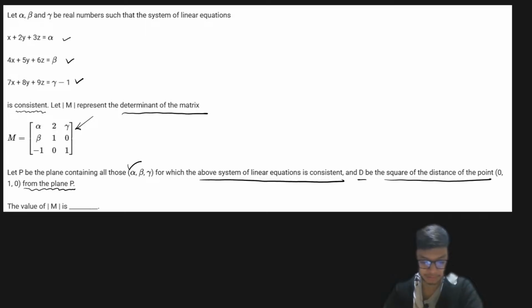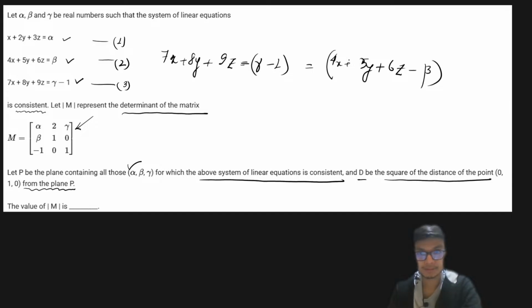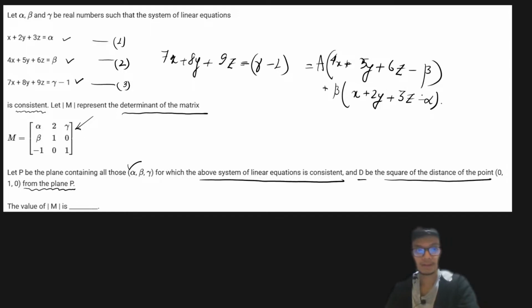First and foremost thing that you have to check is the consistency of the system of linear equations over here, right? So what I'm going to do is try to figure out whether. And interestingly, let us call these equations number 1, number 2, and number 3. If I see the third equation over there, then minus gamma minus 1, I can write it as some 4x plus 5y plus 6z minus beta, right? Minus beta, and let's say this is a times this plus some b times x plus 2y plus 3z minus alpha, right? Minus alpha. Now, why am I writing this?